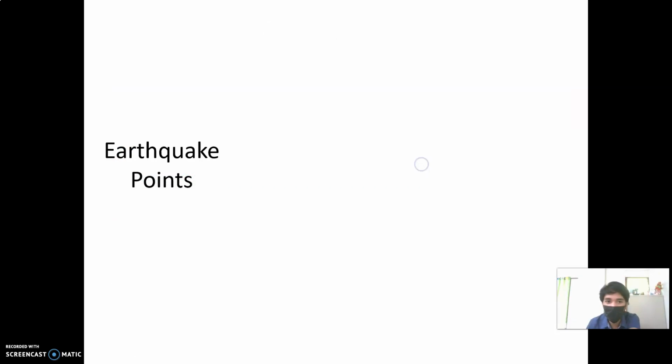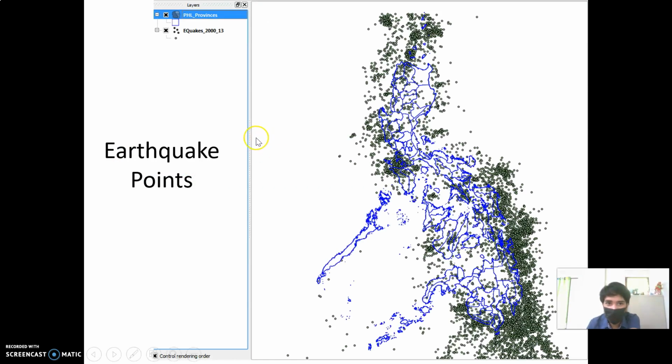Okay, we should consider, for example, this one. These are the earthquake points that happened in the Philippines for the past 50 years or so. If we look, there are areas that have high concentration along our fault line. Here in Samar, the highest concentration of earthquakes is coming from Eastern Samar. Here in Leyte, the highest is here.